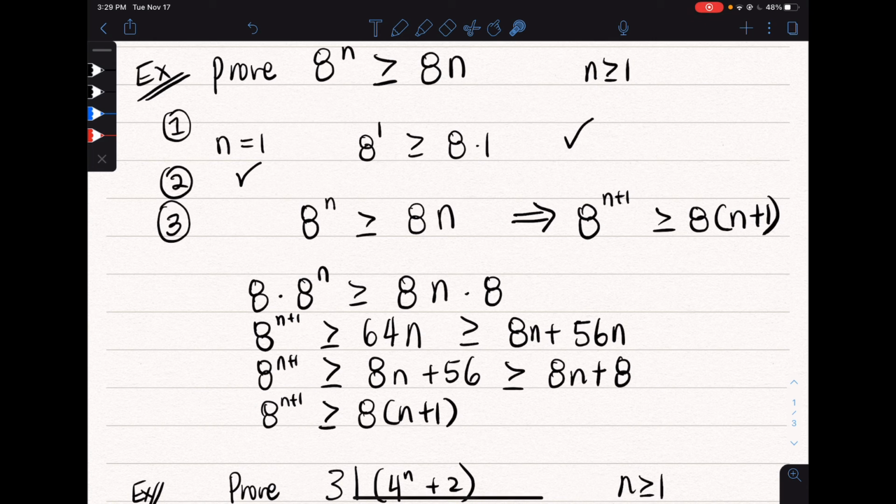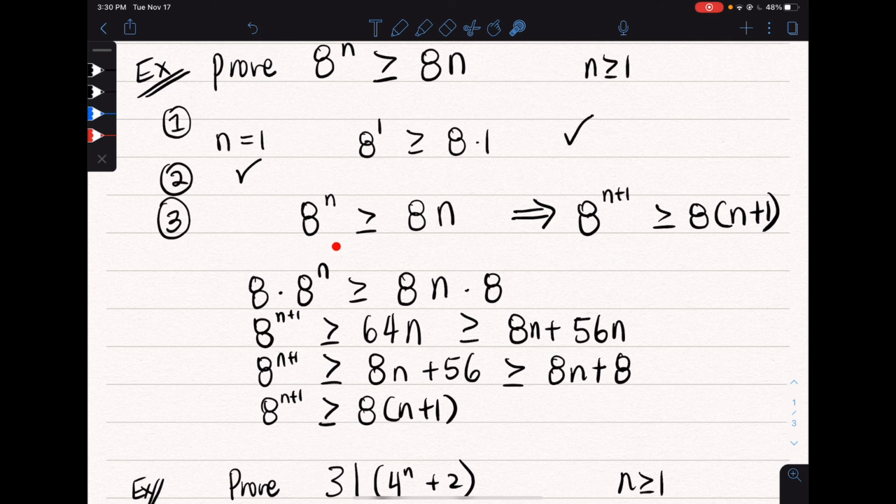The first step is straightforward, of course. Just plug in n equals 1, and you'll find that 8 to the power of 1 is greater than or equal to 8 times 1. The second step is literally to just assume that the statement is true. And the third step is the real trick.